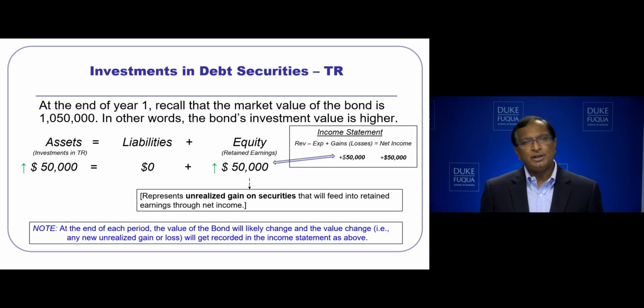At the end of each period, the value changes that happen for these trading securities will be recorded in the income statement as an unrealized gain or loss, which will then feed into retained earnings at the end of each period.